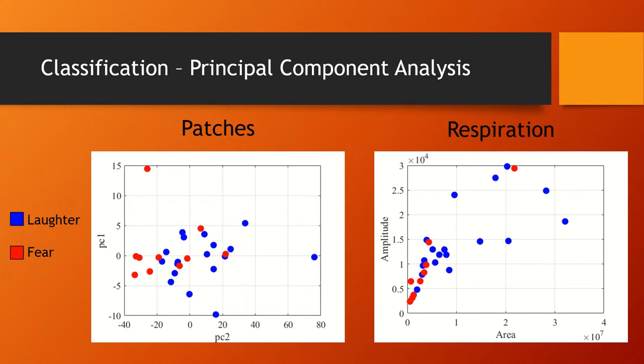Patches around the bright locations were extracted for both laughter and fear. The high dimensional features were projected onto a low dimensional space using principal component analysis. The highest peak and area under the curve were selected as respiration features and also processed using principal component analysis. Both methods were able to partially separate the valences, but were combined to classify valences using machine learning.